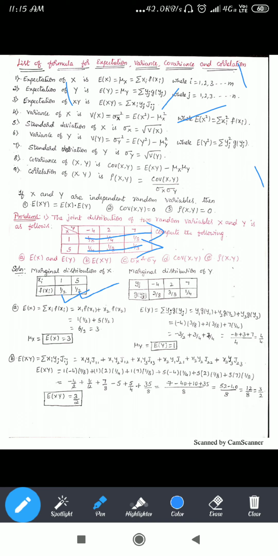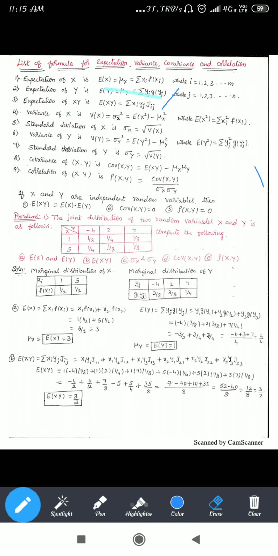Correct? So this is about the marginal distribution of x. Next, marginal distribution of y. So first, for minus 4, 1 by 8 plus 1 by 4, that is 3 by 8. Next, 1 by 4 plus 1 by 8, that is 3 by 8. Next, 1 by 8 plus 1 by 8, that is 2 by 8. 2 by 8 means 1 by 4. So like this we got the marginal distribution of x and y.